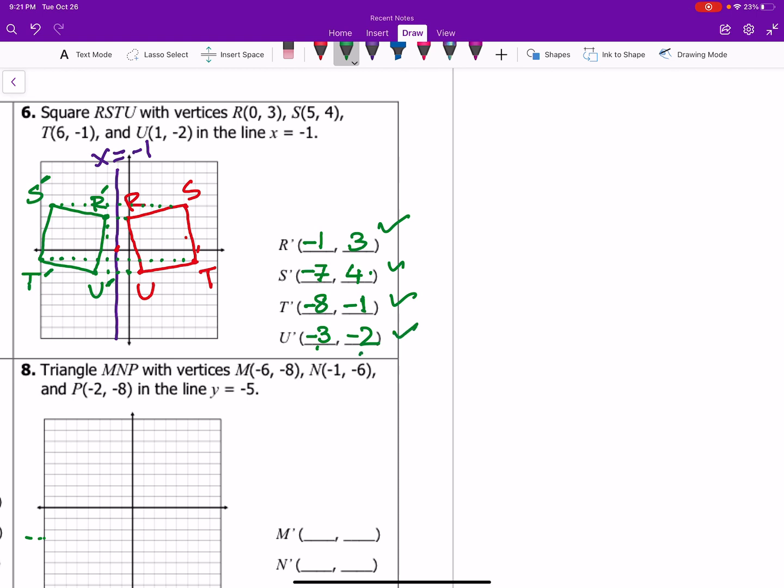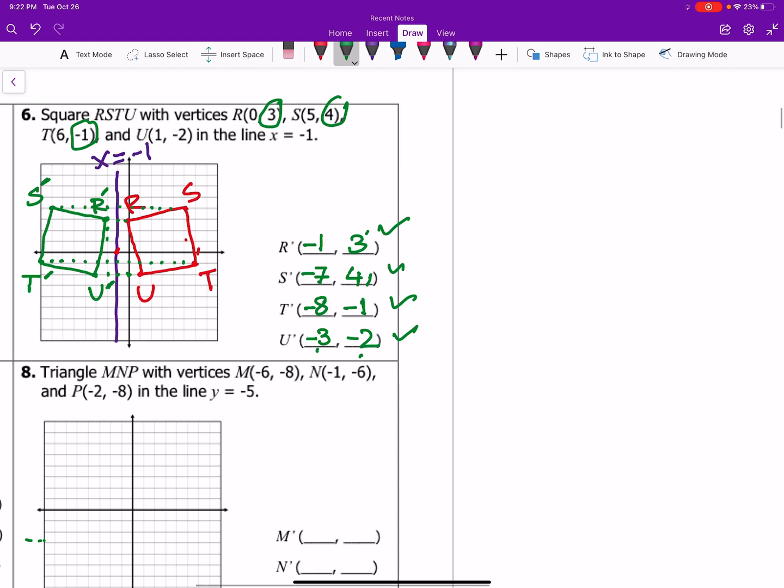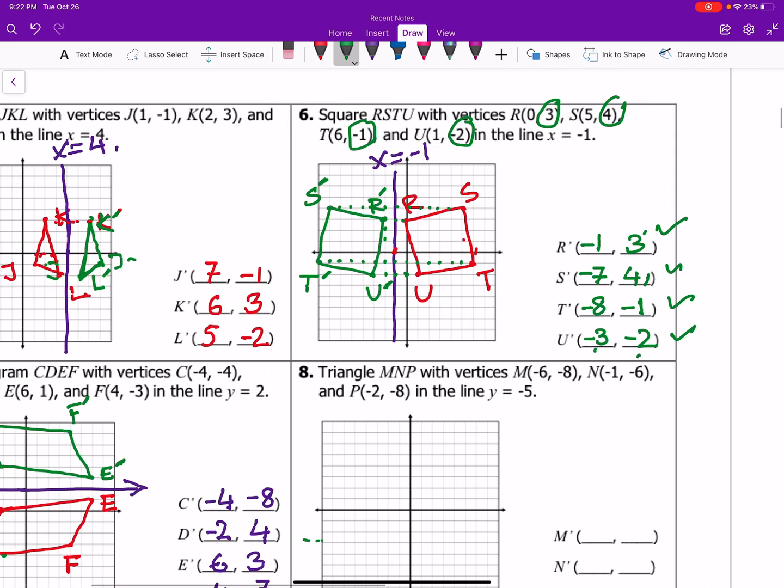So what do you observe here with this line? If it is x equals a number, this type of line, then all the y values are preserved: this 3, this 4, this negative 1, this negative 2. The only thing that changes is x. So let's work with something with the y.